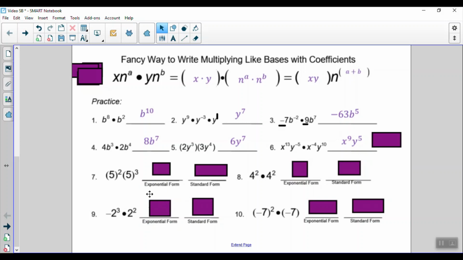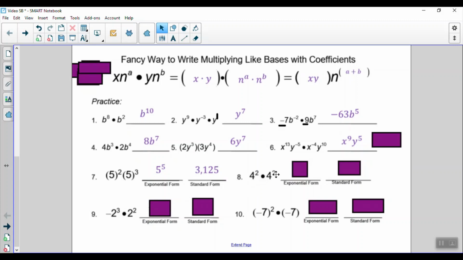Now we go back to numbers. Exponential form, rewrite with exponents. So 5 squared and 5 to the 3rd. We have 5 to the 5th, right? You add 3 plus 2. And standard form is just solving it out, like 5 times 5 times 5 times 5 times 5, or using that button on our calculator. It would be 3,125.